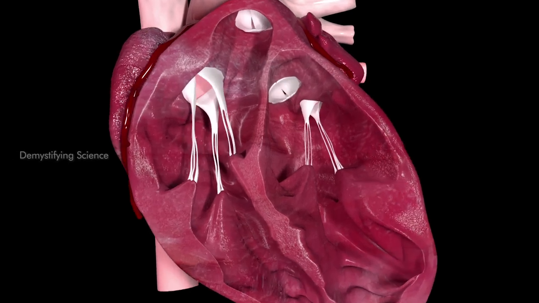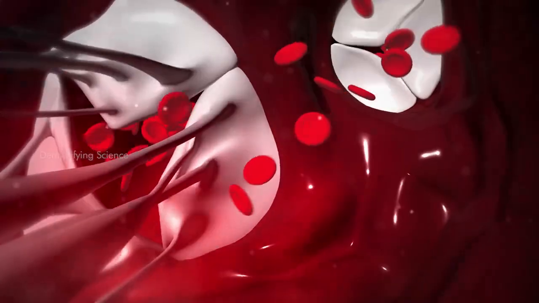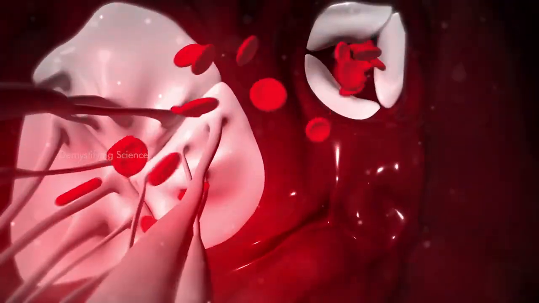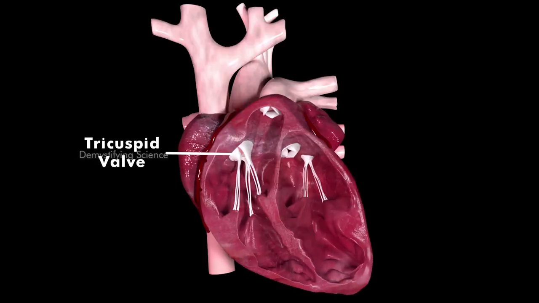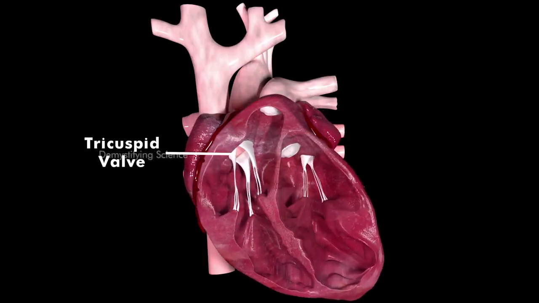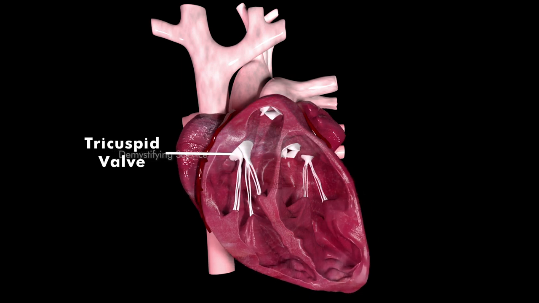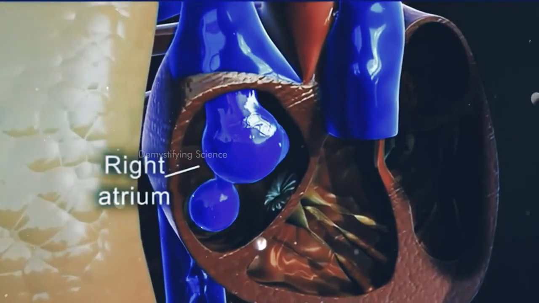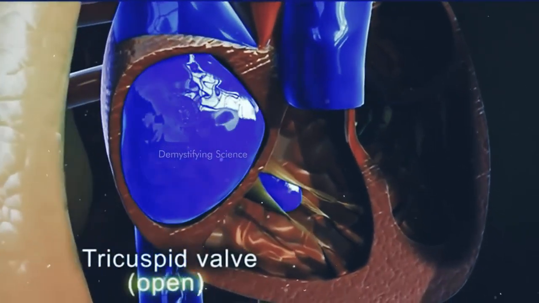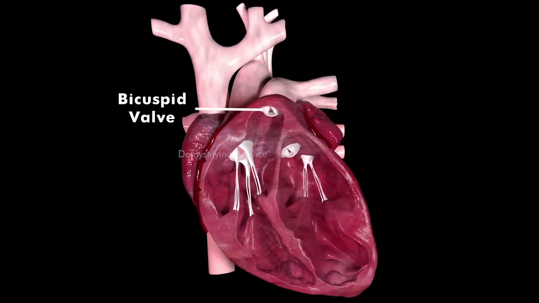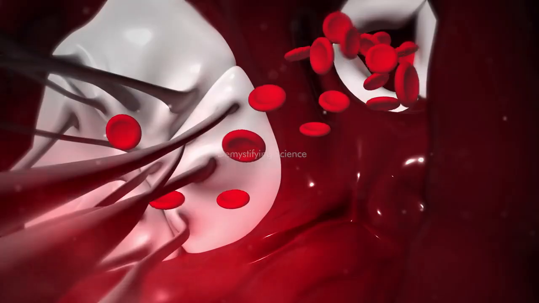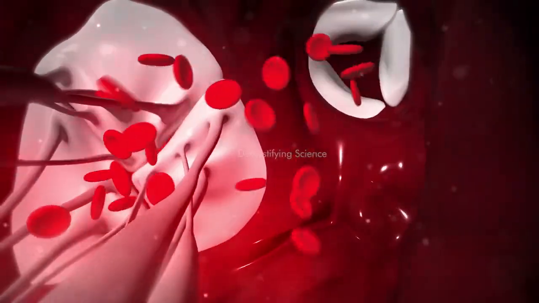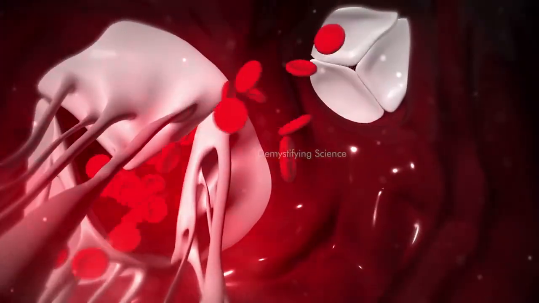Each chamber of the heart is separated by valves that only permit blood to flow in one direction. The tricuspid valve is located between the right atrium and right ventricle, and it opens due to a buildup of pressure in the right atrium. The bicuspid valve is located between the left atrium and left ventricle, and likewise it opens due to a buildup of pressure in the left atrium.